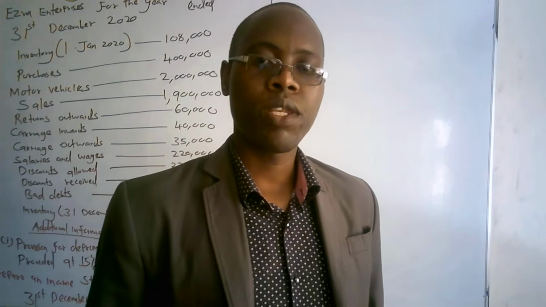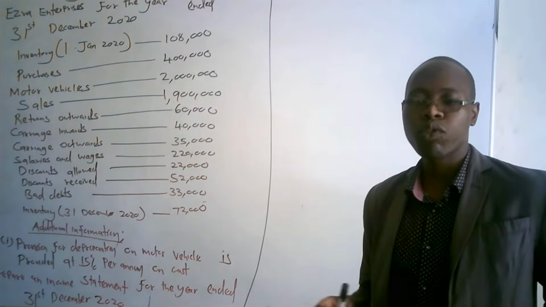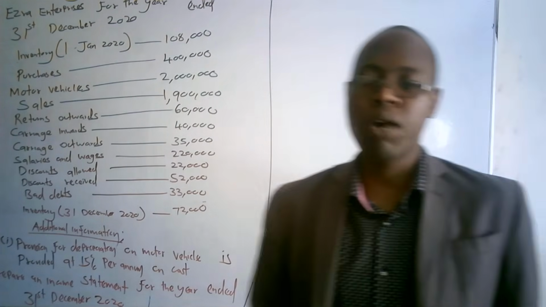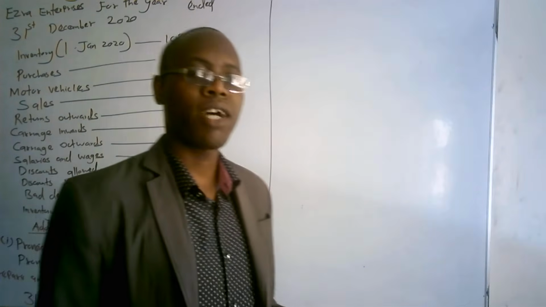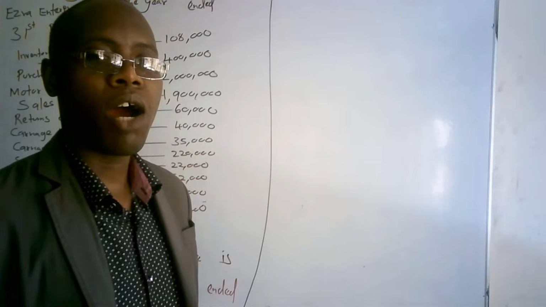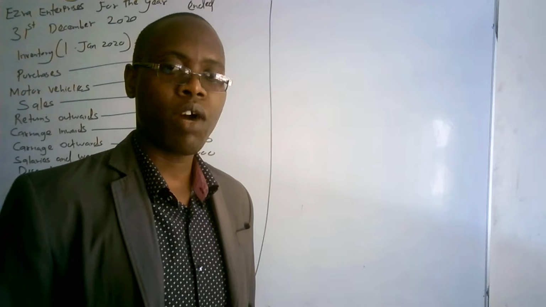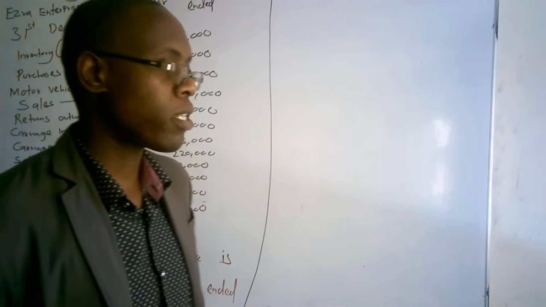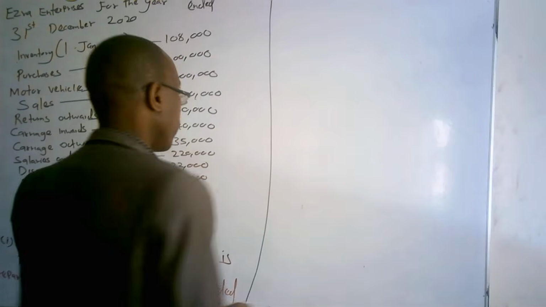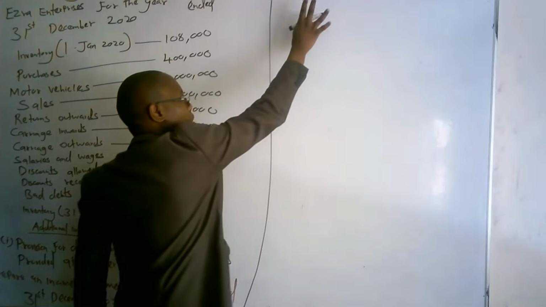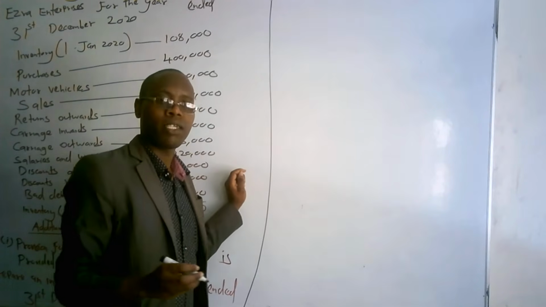Now, before we do the question that is here, I want us to have an understanding of the format of the income statement. How can we prepare it? Before we go to the question, let us have a good understanding of the format of the income statement. So the income statement is always going to be given a title. We must have a title for that income statement.